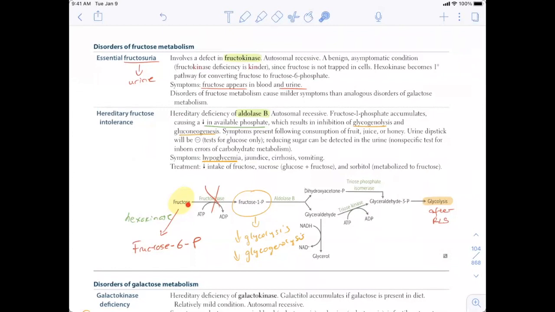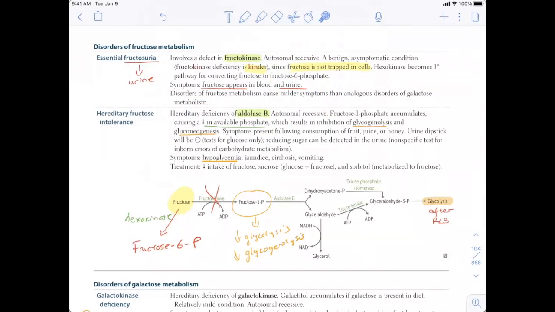However, this disorder is not so bad because key points, right? And it says it right here. It is considered to be kinder because fructose is not trapped in cells. Why is fructose not trapped? There's a way out with hexokinase. So the body says, hey, if we cannot make F1P, we can make F6P and it's going to be all right. That is what makes this disorder mild.